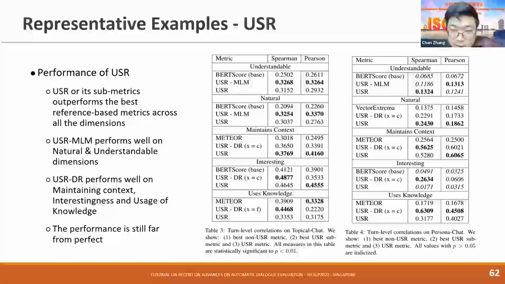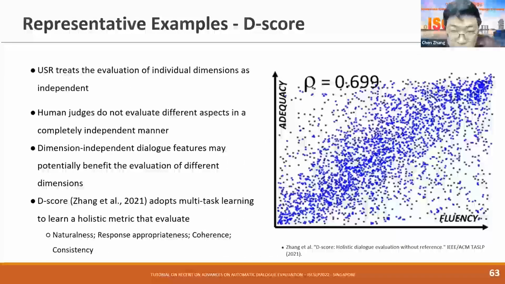However, we can observe that after combining them, for example the USR, if we combine the USR-DR and the USR-MLM, the performance for some dimensions drops, and it is actually far from a perfect correlation, because a perfect correlation is 1. So they are not very high here. So there is still significant room for improvement.